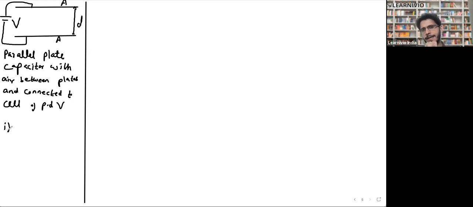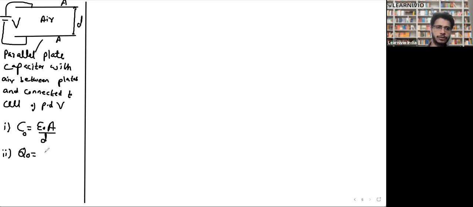First of all, I need the formula for capacitance. We take a capacitor, we connect this capacitor to a battery of voltage V. When the air is between the plates, the medium between the plates is air, then the capacitance will be epsilon naught A by D. Second, you should remember the formula to calculate charge. The charge stored in the plates of the capacitor is C naught multiplied by the potential difference, that's V naught. Third, I can write the potential difference. Potential difference between the plates is V naught.